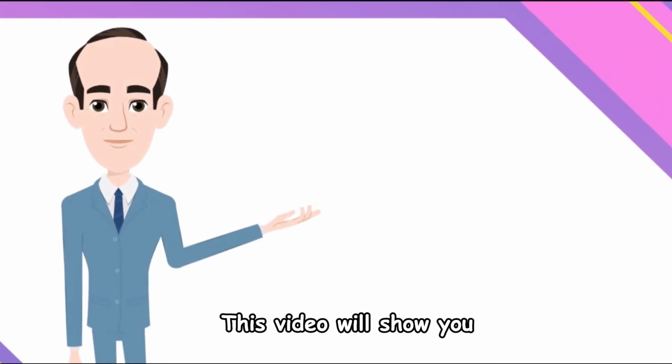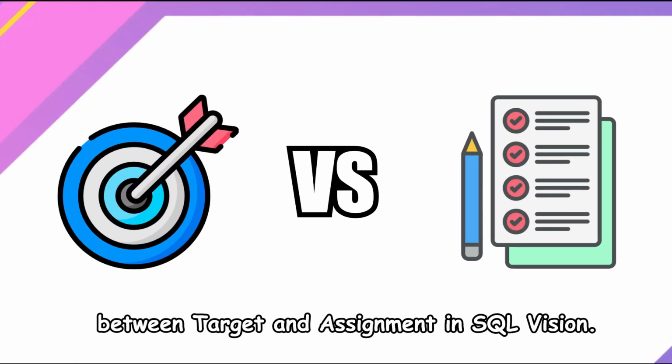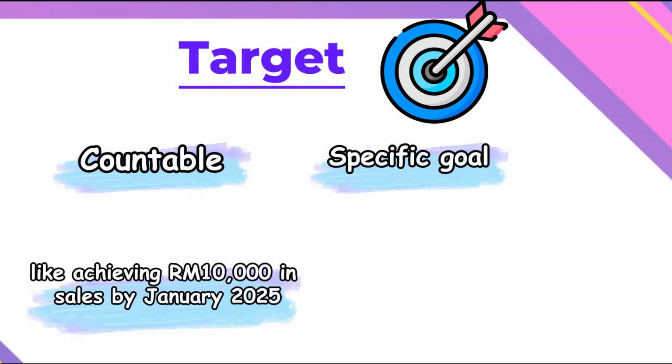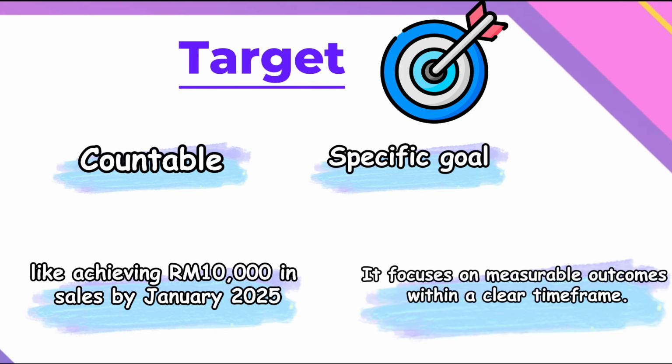This video will show you how a manager creates an assignment. Before we begin, let's quickly understand the difference between target and assignment in SQL Vision. A target is an accountable, specific goal, like achieving 10,000 ringgit in sales by January 2025. It focuses on measurable outcomes within a clear time frame.